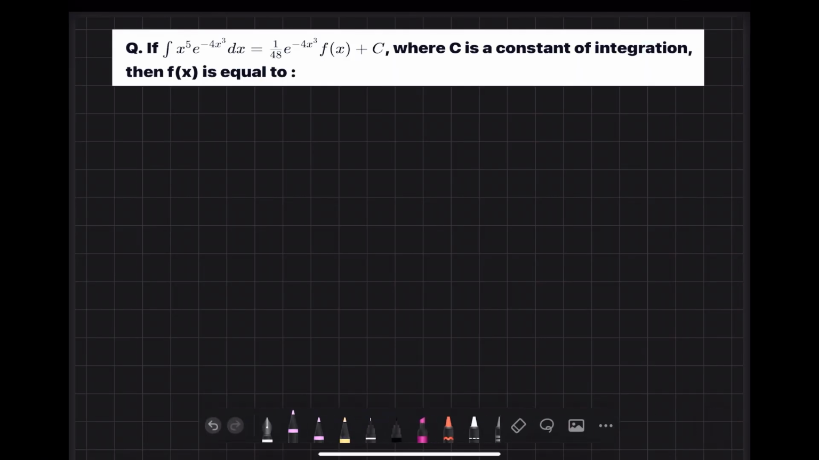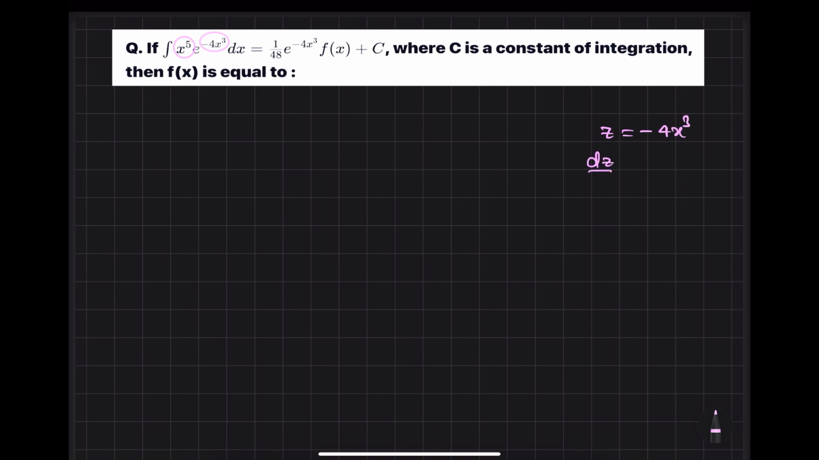So we have this situation, we have to integrate the given function. The idea is, if we take this thing as z, we can simplify the situation, hopefully. Okay, so first let's take minus 4x cube as z. So dz by dx will become minus of 4 times 3, which is 12, and x square. Okay, so can I take that thing as dz by minus 12 times x square dx?